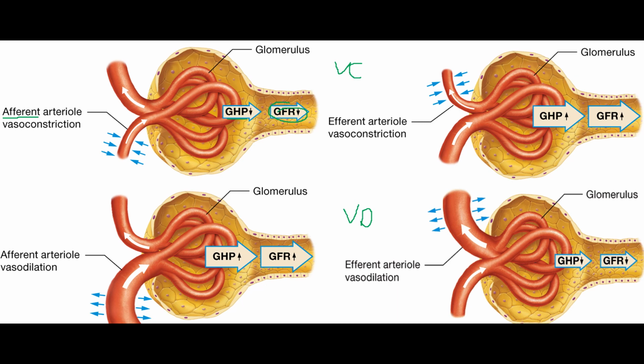Now, on the opposite hand, if the efferent arteriole is constricted, then that means blood backs up. It fills up these capillaries more easily, squeezing out any plasma or solutes, right? So that means GHP goes up and GFR overall goes up.